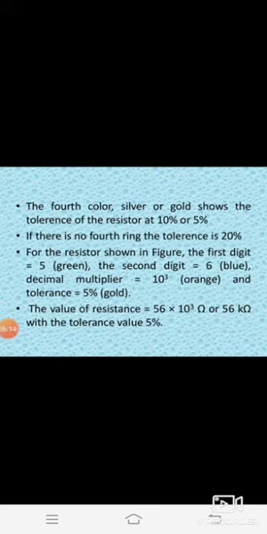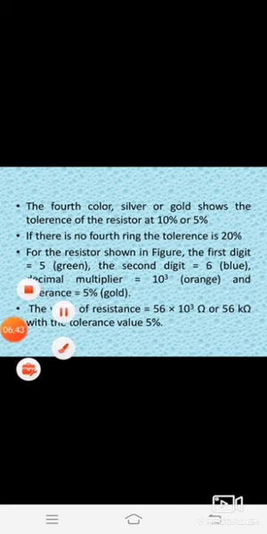So for the resistor, the first color is green, which has a value of 5. The second digit is blue, which has a value of 6. Next, the decimal multiplier is orange, that is 10 power 3. So the tolerance is 5%. So the value of the resistance is 56 into 10 power 3 ohm, or 56 kilo ohm, with the tolerance value plus or minus 5%.